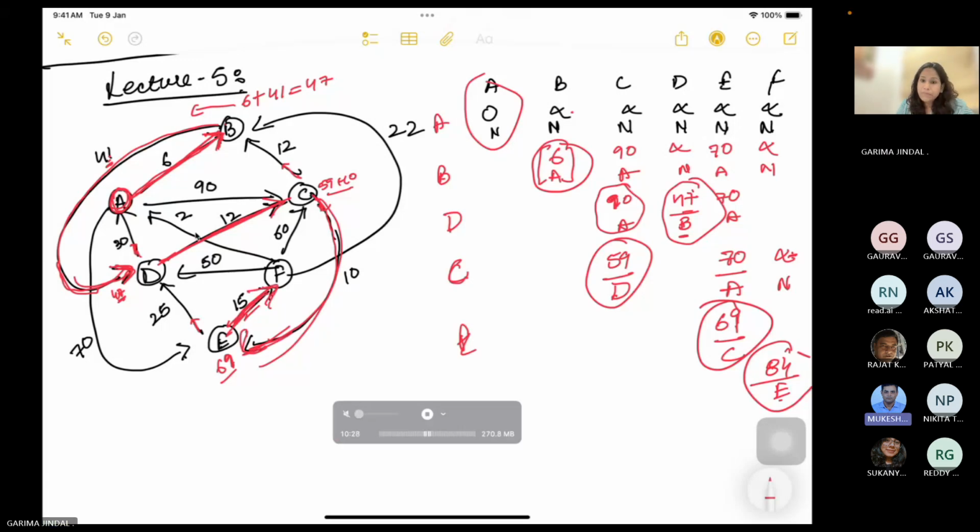Ma'am, the calculation is clear, but what is the negative edge? Because we mentioned that this algorithm works only for non-negative edges.